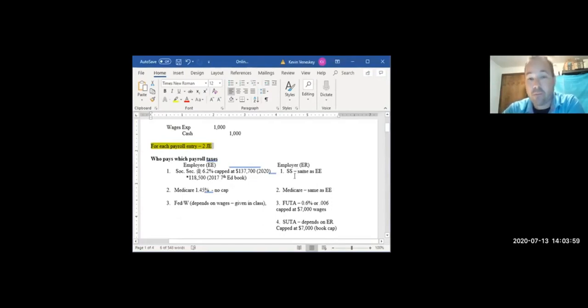When an employer pays you money, then they have to pay to Social Security the exact same amount and just match what you did. They have to pay into Social Security. Same with Medicare. They have to match whatever you paid in.